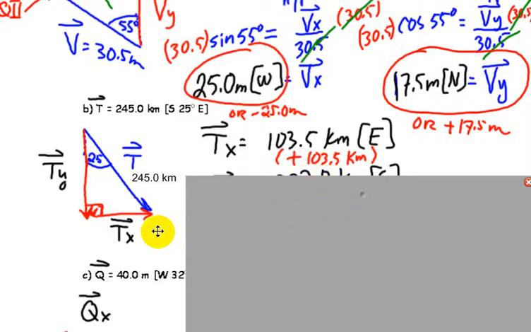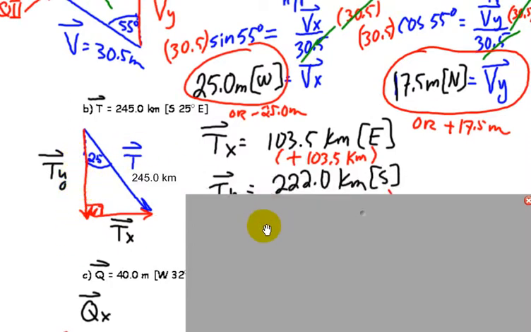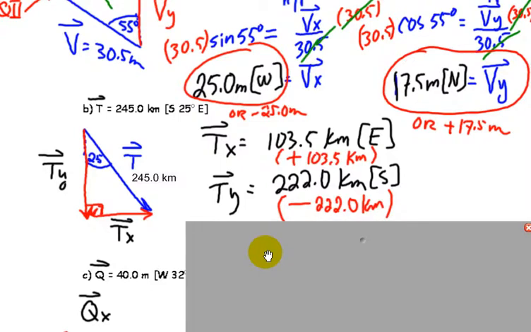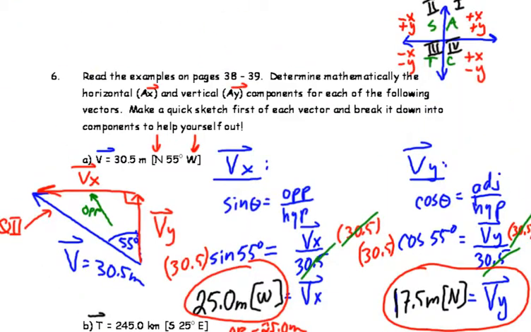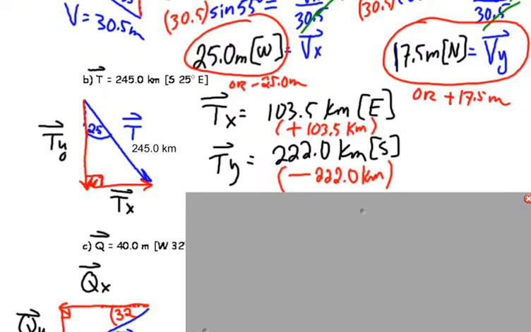Now for figuring out Ty, that is the adjacent side over hypotenuse. You should have got 222.0 kilometers, and it's pointing south. That's equivalent to negative, since it's pointing downwards. Our y vector is negative in quadrant 4. If you have this written down, it'll save you tons of time.